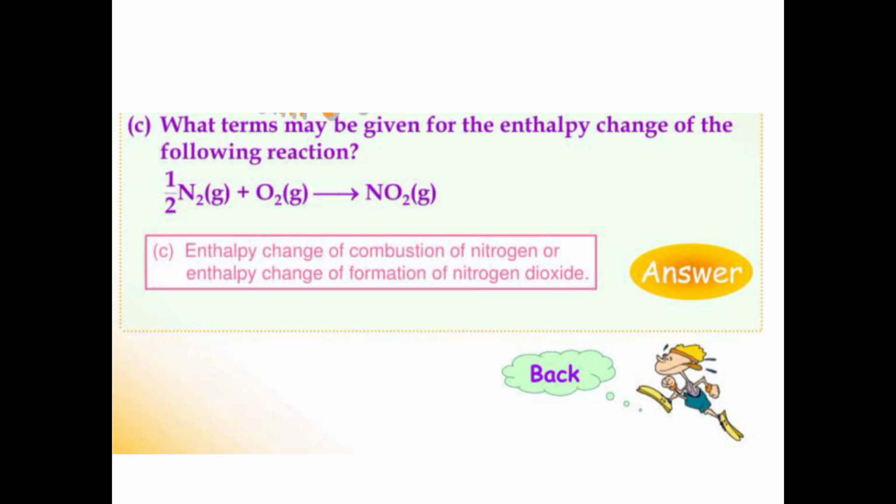What term may be given for the enthalpy change of the following reaction? We have N2 plus O2 to give NO2 gas. So the answer is the enthalpy change of combustion of nitrogen, because it undergoes combustion. Or we can also call it the enthalpy change of formation of NO2. So NO2 is formed by N2 plus O2. Then N2 undergoes combustion to produce NO2. So these are the two names that you can give them.